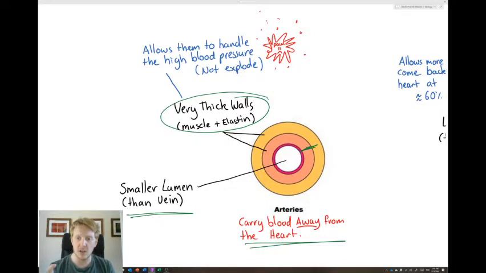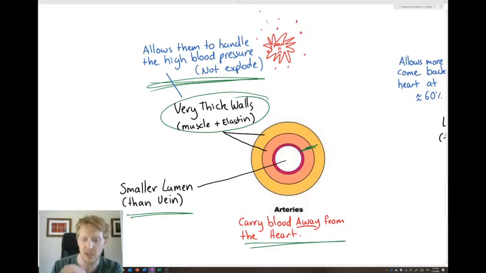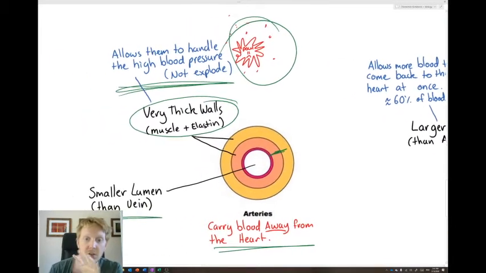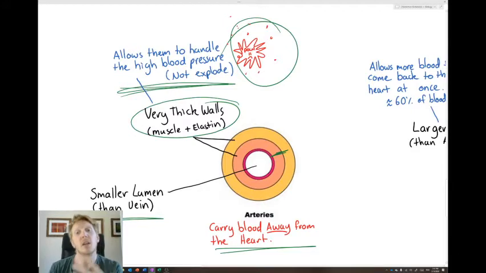Because what these do, that really thick wall, allow it to handle the high blood pressure of carrying blood away from the heart. So when that blood pumps, they don't just explode just like this one over here, because if your arteries explode, it's generally pretty bad, okay? And so those are arteries: smaller lumen, thick walls to handle the high blood pressure that moves through them, okay?